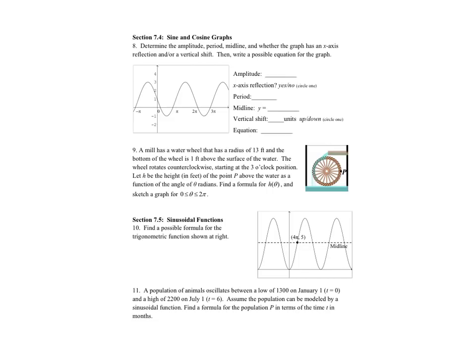So the first one, I want to determine the amplitude, midline, and whether it has a reflection or vertical shift. What I'm going to do first is look at the max value, which is 3, and the minimum value, which is -1. Halfway between that is 1. So I'm going to identify the midline of my graph here. And then I have a max here and the midline like that.